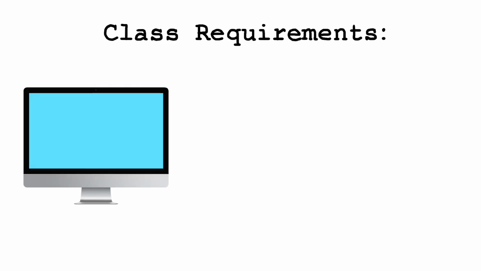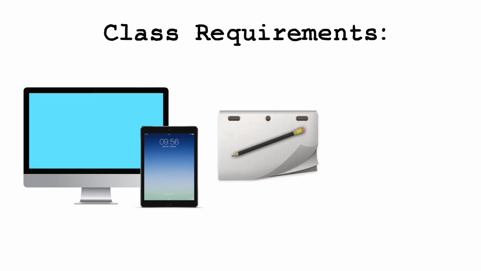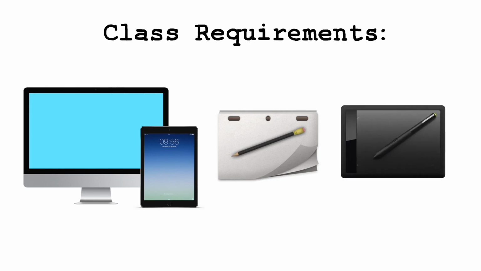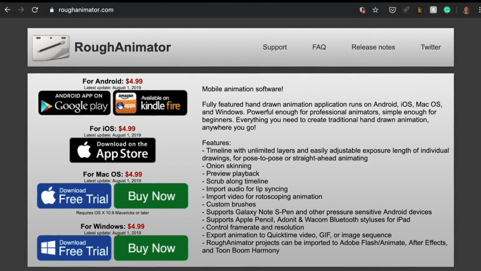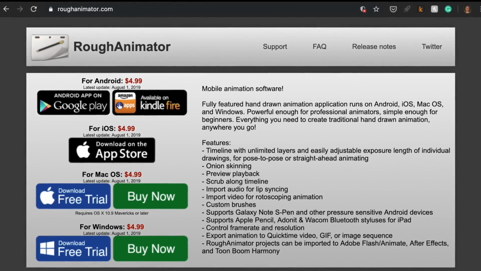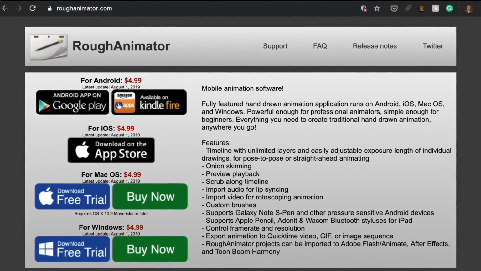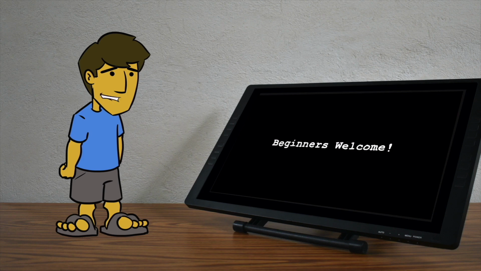The class requirements for this class are a computer or tablet along with the program Rough Animator. If you don't want to use Rough Animator, most 2D animation programs will be able to achieve the same results. A drawing tablet or stylus is recommended for this class as well, but it's not required. If you're not familiar with Rough Animator, don't worry. It's only $5, and it's really easy to learn. This class is for beginners, but animation fans and professionals are also welcome.